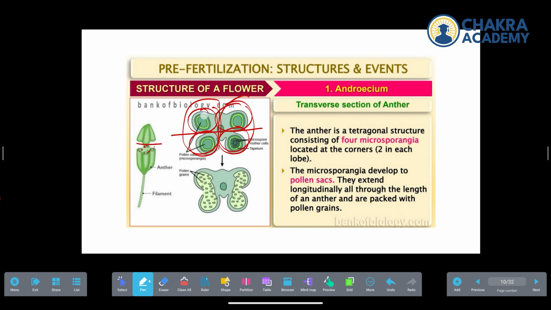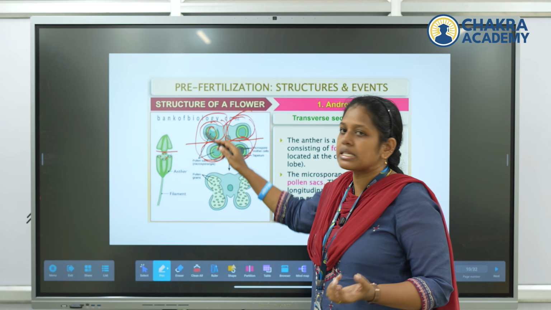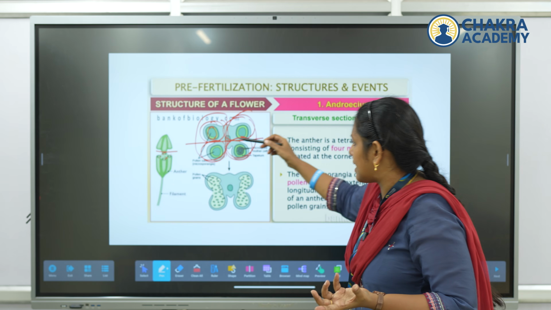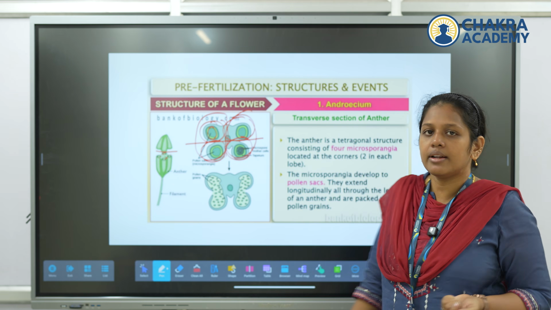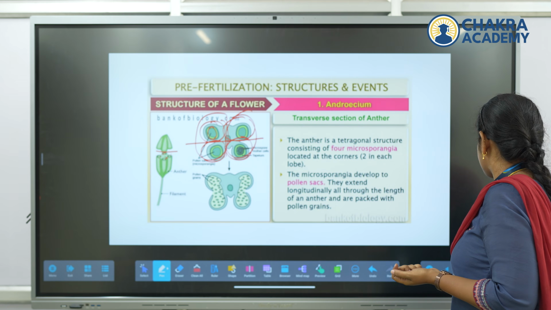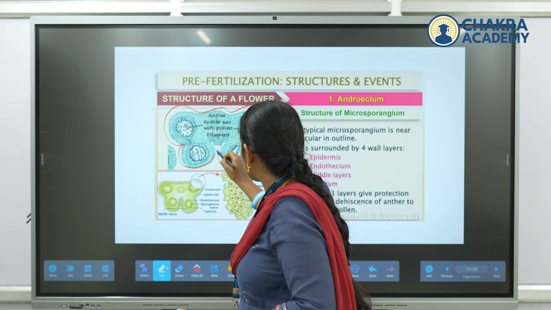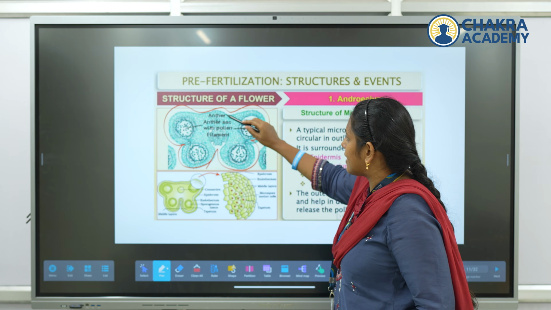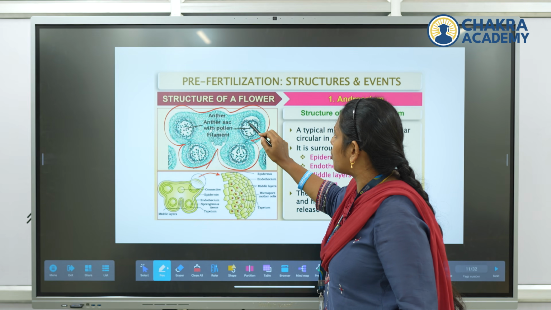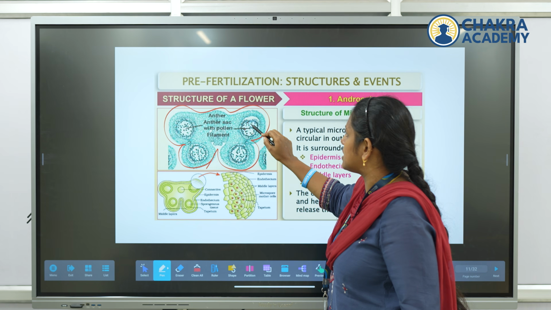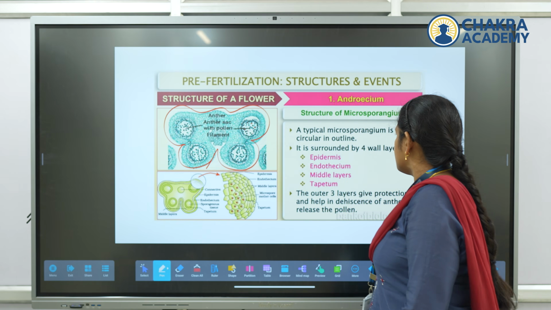Hence the microsporangia further develop into pollen sacs. Sac means a bag-like structure. Inside the sac it contains pollen grains. So this is a microscopical structure of anther. Transverse section of anthers, microscopic image. In this, the anther sac with pollen grains is clearly visible in the microscope.